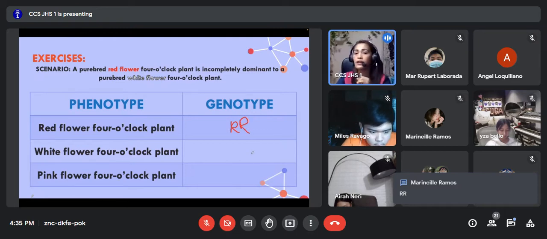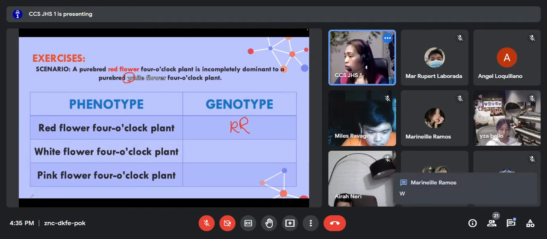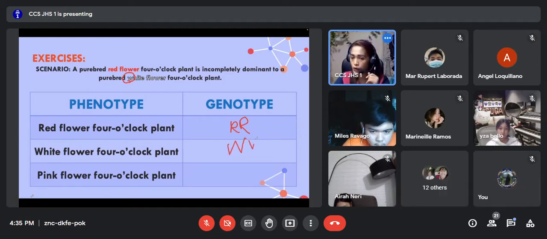Very good. Yes, Marinel. Now, how about for white? What's the first letter for white? W. So white will have a homozygous white. So W, W.